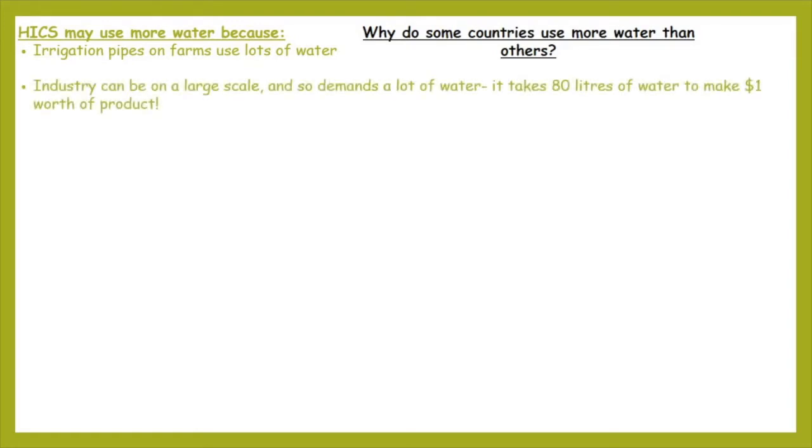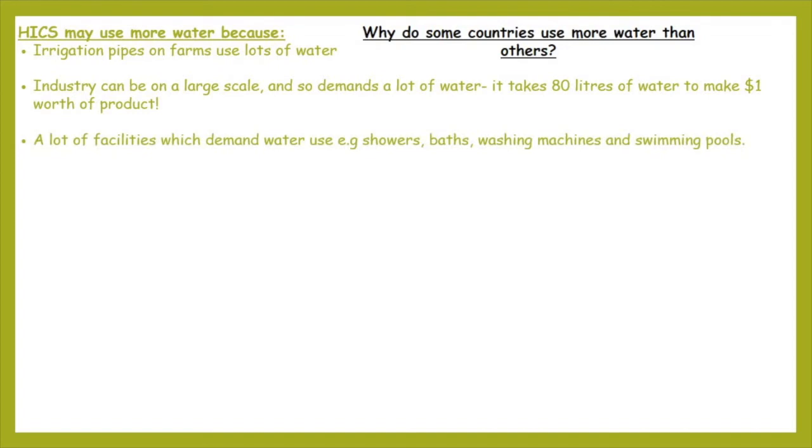Rich countries tend to have industry on a much larger scale as well. So we produce a lot more stuff. We produce a lot more high-end goods. On average, it takes 80 litres of water to make $1 worth of product. In addition to that, we've got lots of facilities that use water: our showers, baths, washing machines, swimming pools, sprinklers on our golf courses, all these things that just aren't as much of a factor in LIC communities.